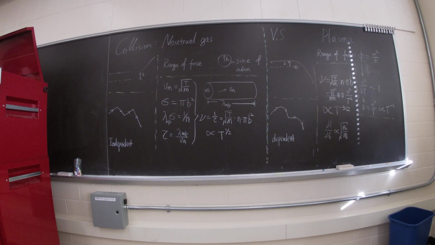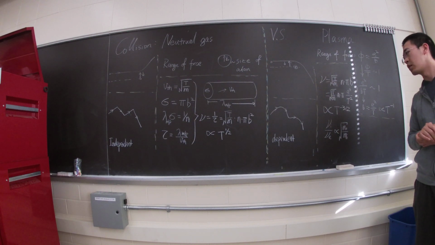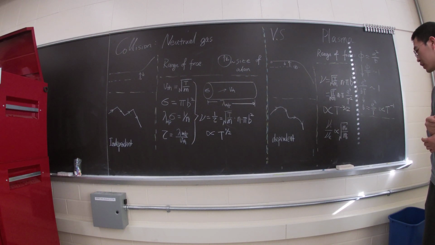So ion collision is less likely to happen because the mass of the electron is on the order of 1,000 times less than the proton.